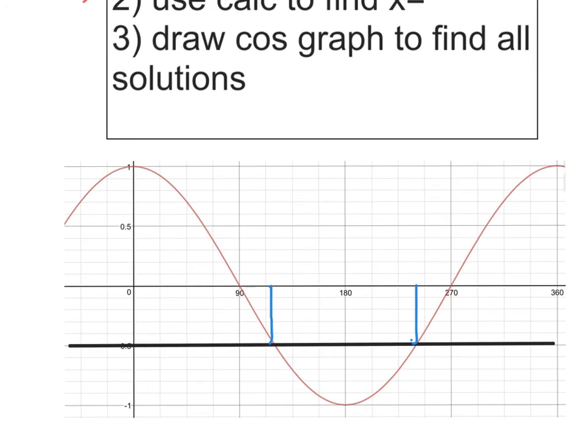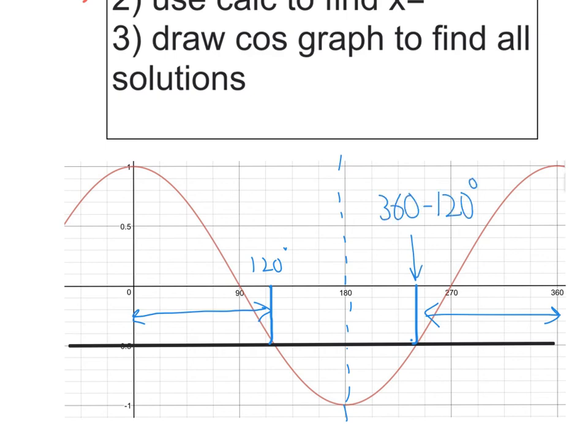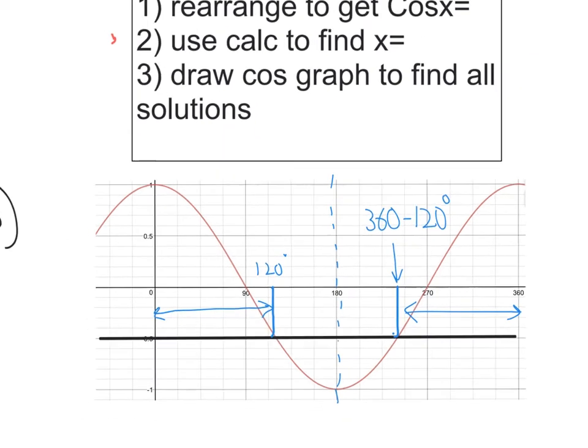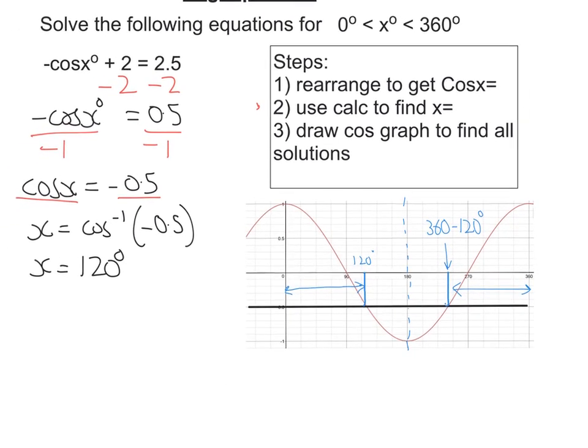Okay, so we know that this first value here is 120 degrees. So this distance from the blue line back here is 120 degrees. Now through the symmetry of this curve, the distance from this blue line to 360 must also be 120 degrees. So the other point must be 360 take away 120. Okay, so that's what's happening. Let's zoom back out so we can finish this.